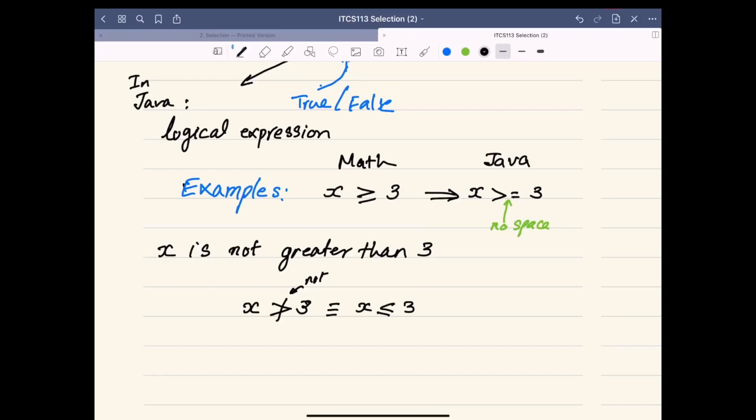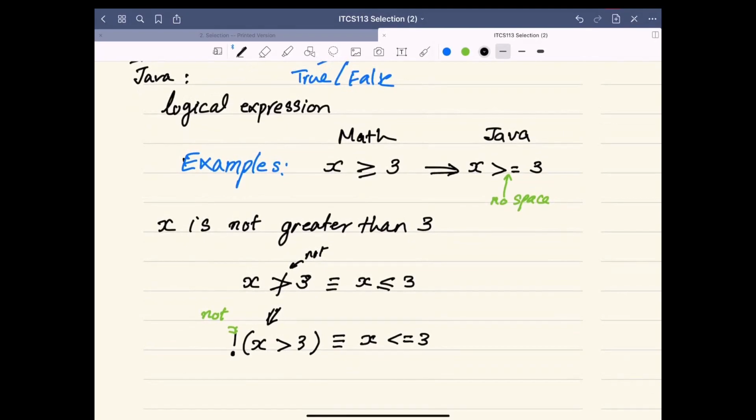In Java, how do we write this? If you want to implement this, you write x greater than 3, you open brackets, and you put in front of it the exclamation mark. This exclamation mark you pronounce as not. Equivalently, you can write x less than or equal to 3. So what we have learned now is that if we have less than or equal, we should use equal after the less than or greater than symbol, like in here.